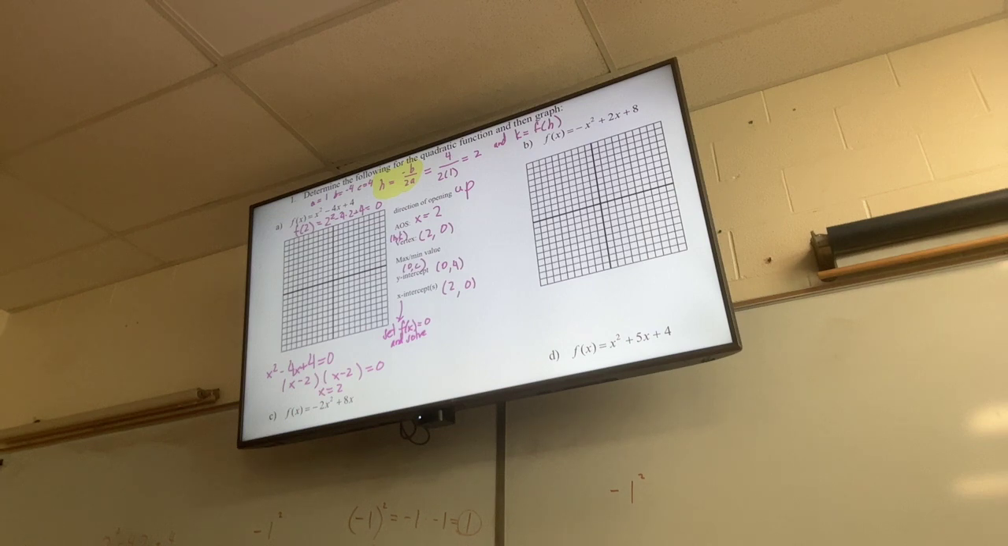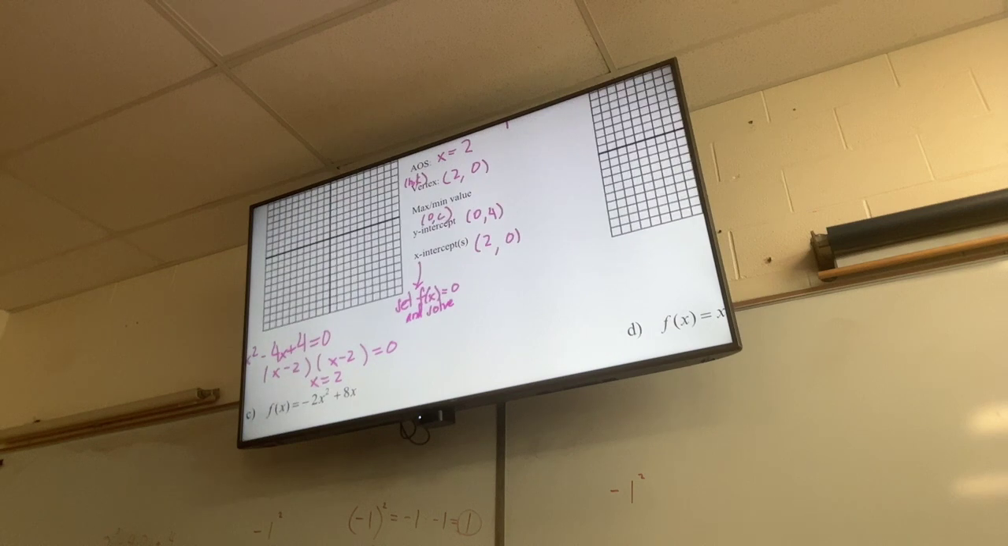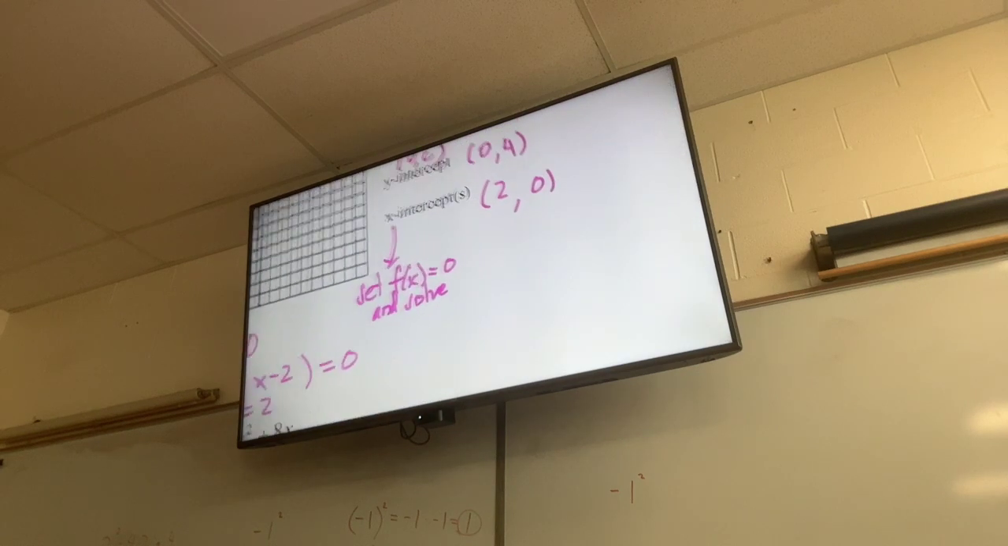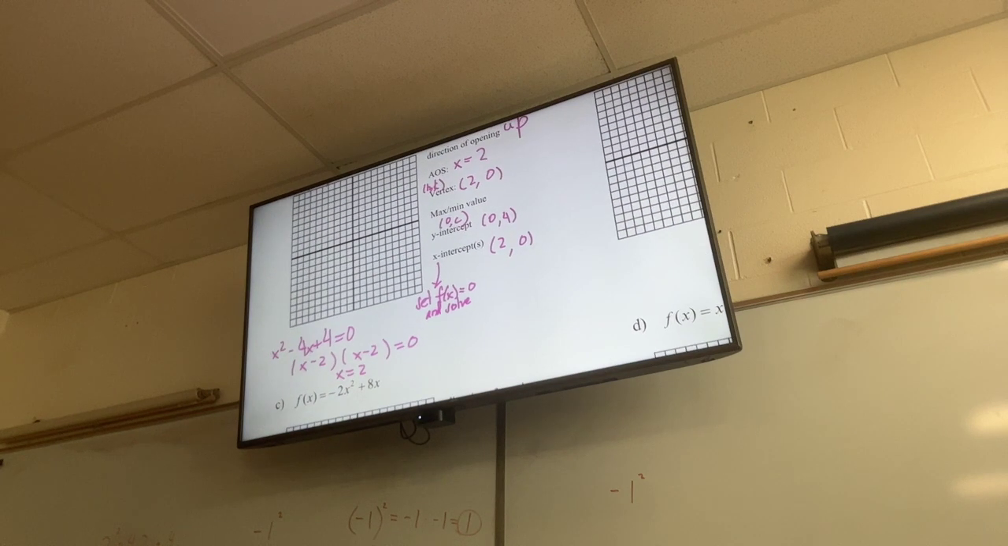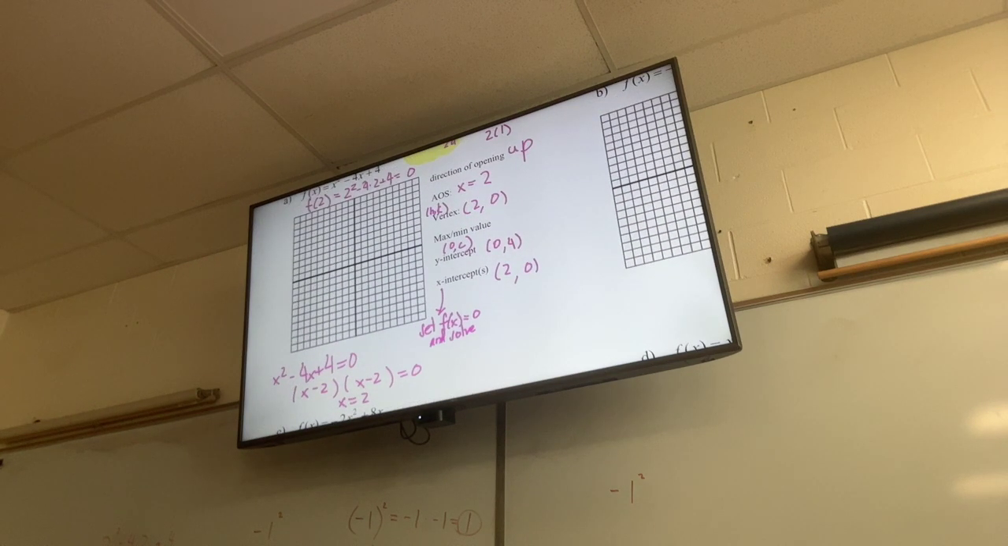To get my x-intercepts, I have to set the whole thing equal to 0, then I have to solve for x. But we already have x equals. That's the axis of symmetry. That's not necessarily my x-intercept. So they're not always going to be the same? No, this is a crazy coincidence, actually. That the axis of symmetry and my x-intercept are the same. Insane coincidence.